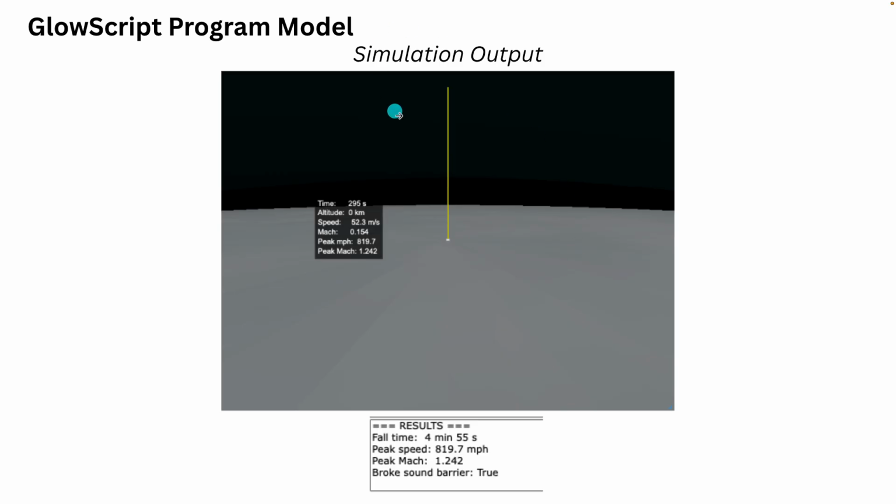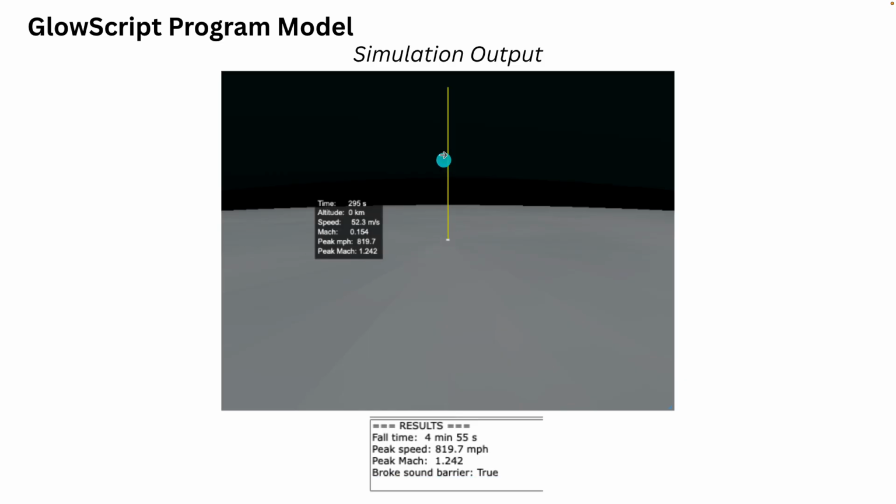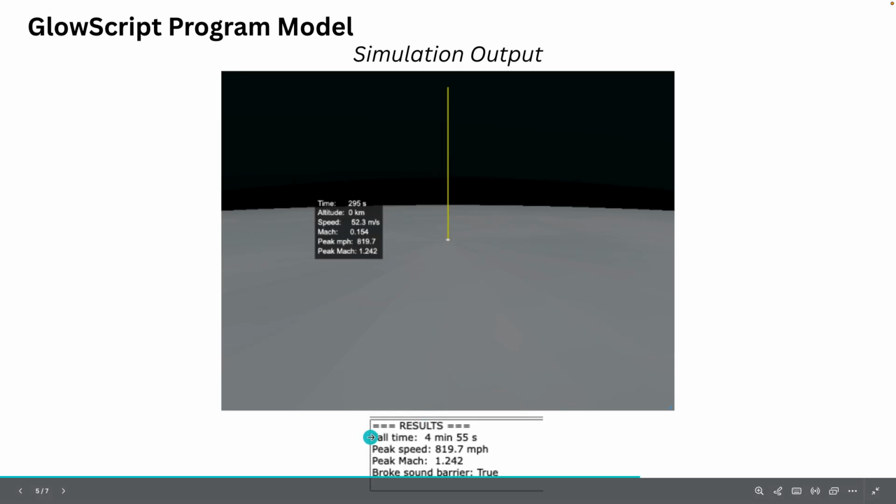So this is the simulation output. As mentioned earlier, there's the big globe, which represents Earth, and then Felix is the smaller dot in the middle, and you can see his line path indicating his direction. And then the results: the fall time, 4 minutes and 55 seconds, peak speed, 820 miles per hour, peak Mach, 1.242, and he did break the sound barrier.